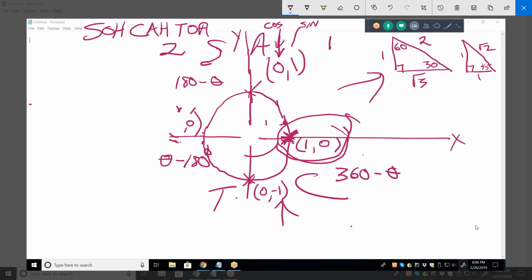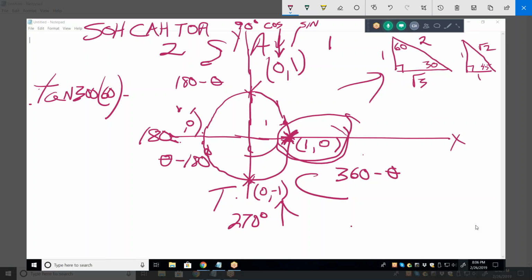So back to tangent of 300. What goes in parentheses right there? And this is just my method. Your teacher probably doesn't use this method, but I love it. What's 360 minus 300? We are in the fourth quadrant, notice. This is 270 degrees, this is 180 degrees, this is 90 degrees. So it's 60. The absolute value number is the tangent of 60.